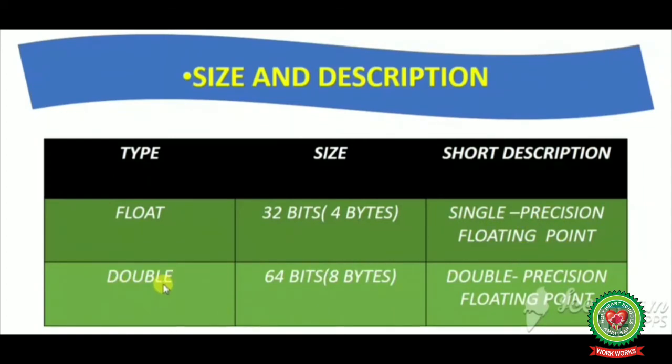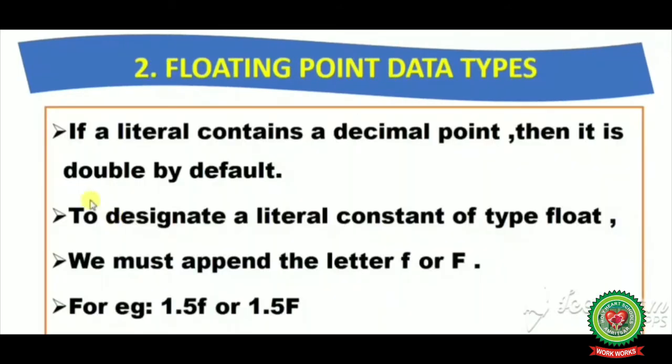Next we have the double data type that takes 64 bits, that is 8 bytes in memory, called double precision floating point. See students, the float data type is used to store low precision digits such as temperature or salary, as it takes only 32 bits.